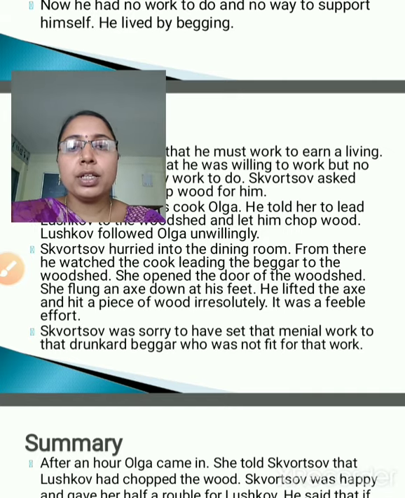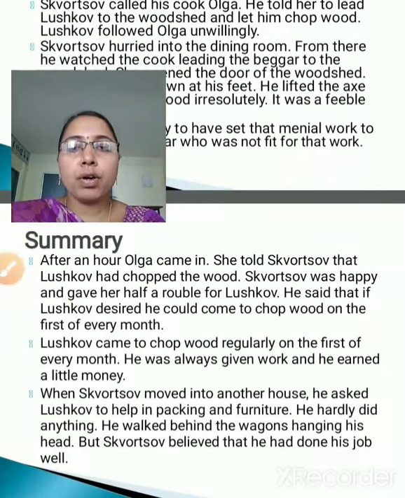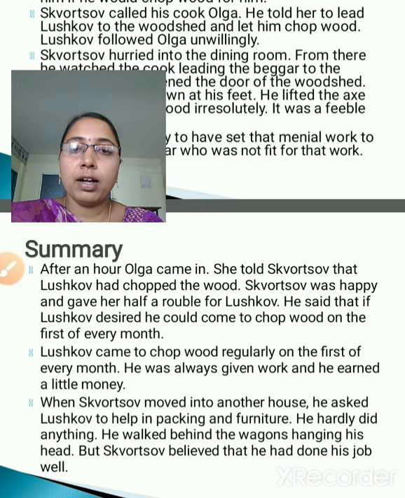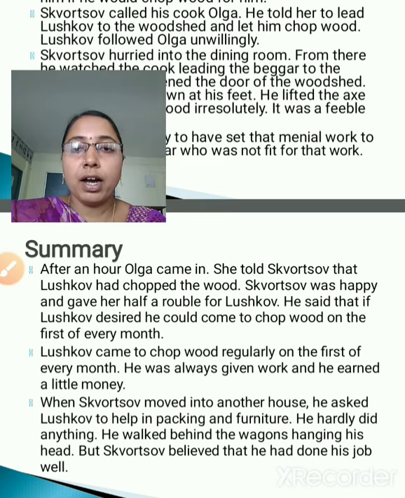Skorstov was sorry to have set that menial work for that drunkard beggar who was not fit for it. Actually, the beggar was not physically fit; his physical condition was not such that he could work hard or attempt any hard work. So the lawyer thinks that it was a mistake to offer him that particular work.